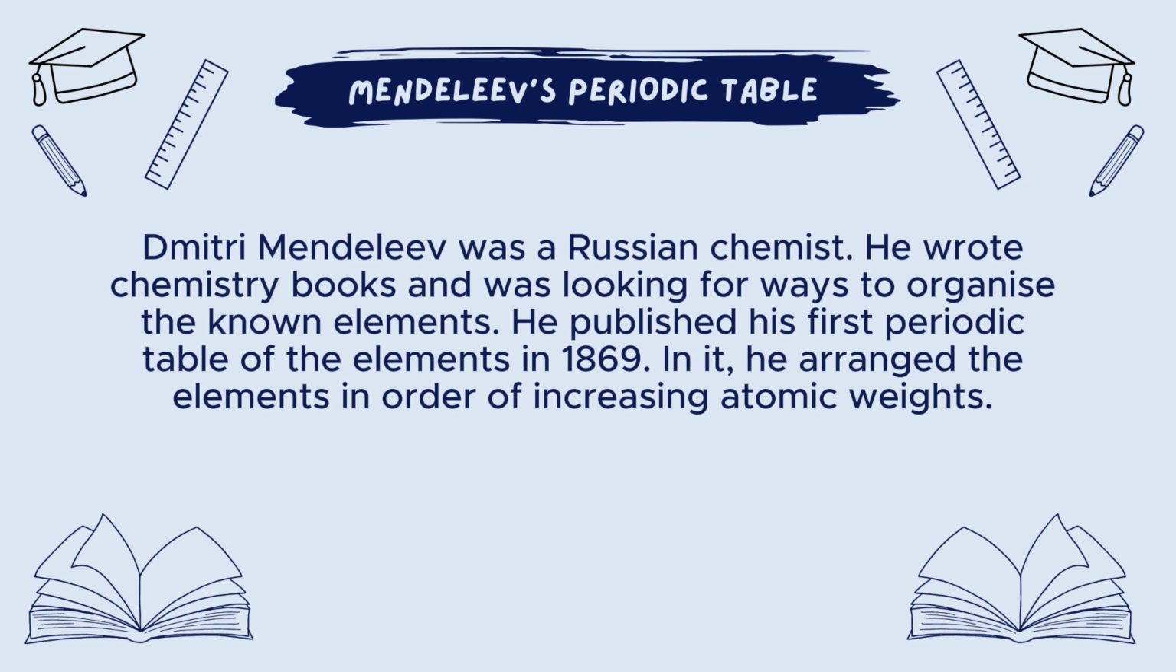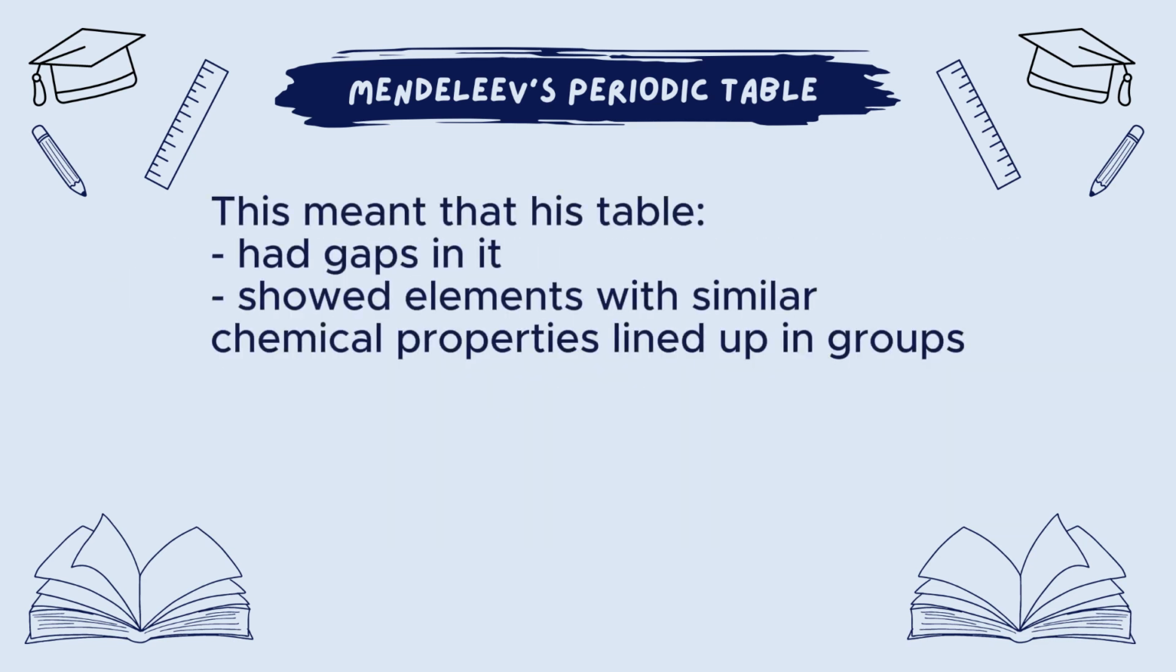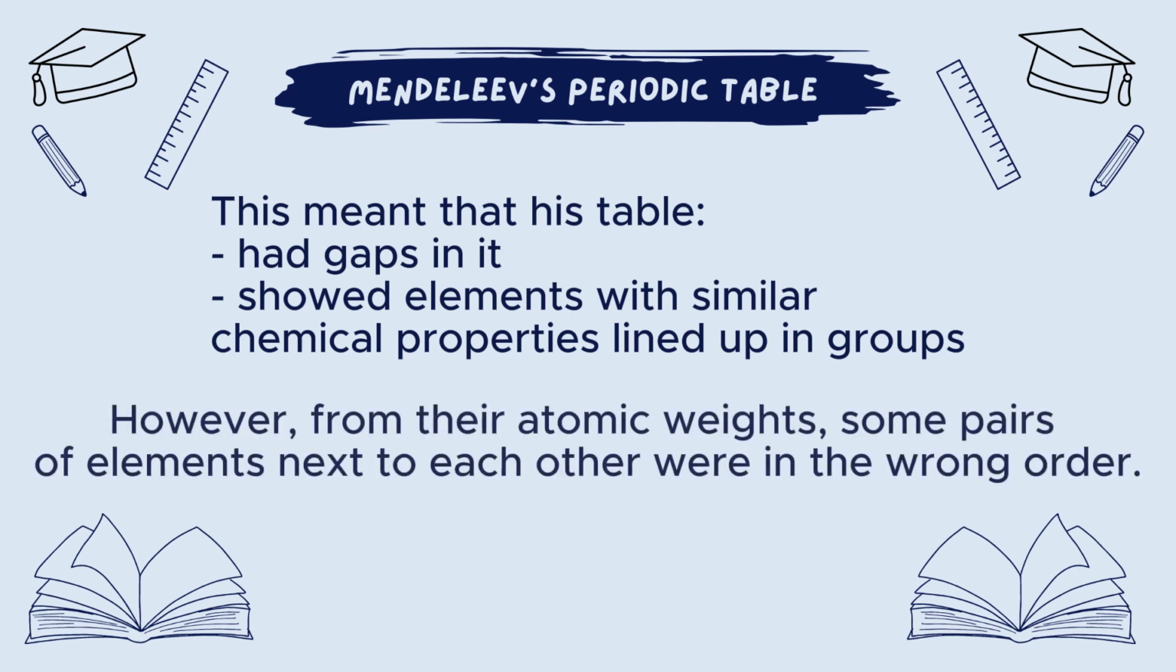Dmitry Mendeleev was a Russian chemist. He wrote chemistry books and was looking for ways to organize the known elements. He published his first periodic table of the elements in 1869. In it, he arranged the elements in order of increasing atomic weights. He also took into account the properties of the elements and their compounds. This meant that his table had gaps in it and showed elements with similar chemical properties lined up in groups. However, from their atomic weights, some pairs of elements next to each other were in the wrong order.